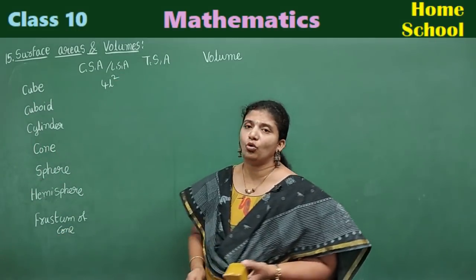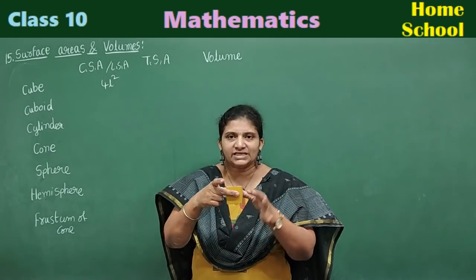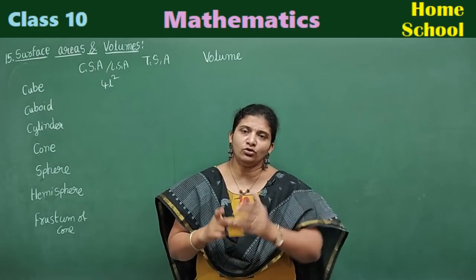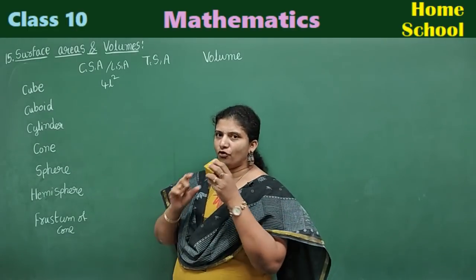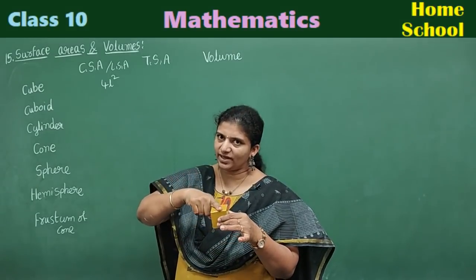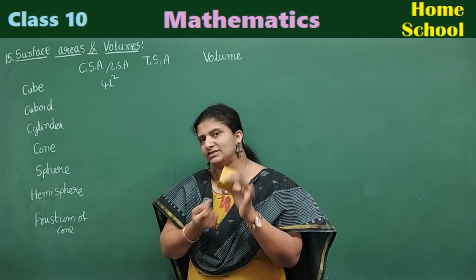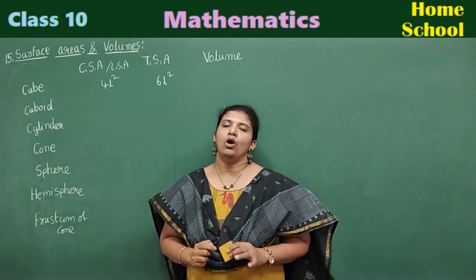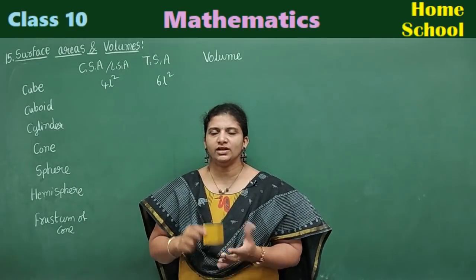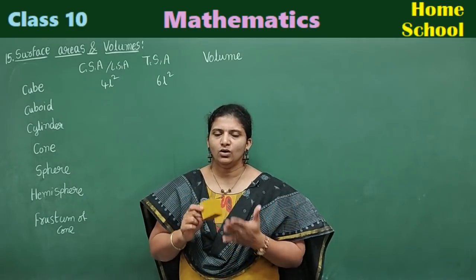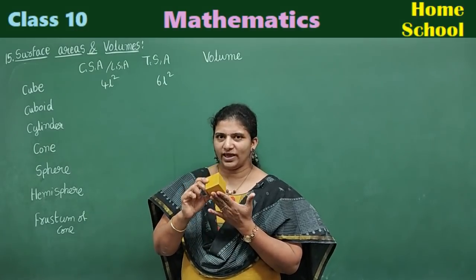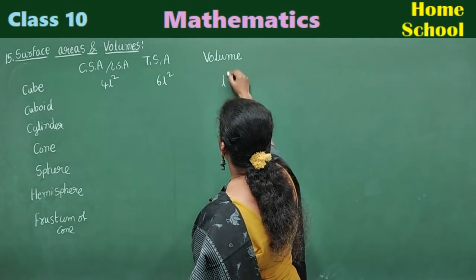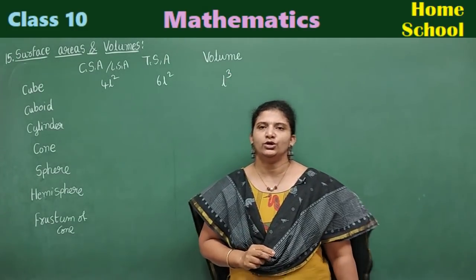And coming to total surface area, these 4 faces plus the top face and bottom face will give you the total surface area. So 4L square plus L square is 5L square, plus L square is 6L square. Coming to volume. Volume is easy to remember, children. Area of the base into height. What is the area of the base? L square. Into height, which is L. L square into L is L cube. Volume is always in cubic units.